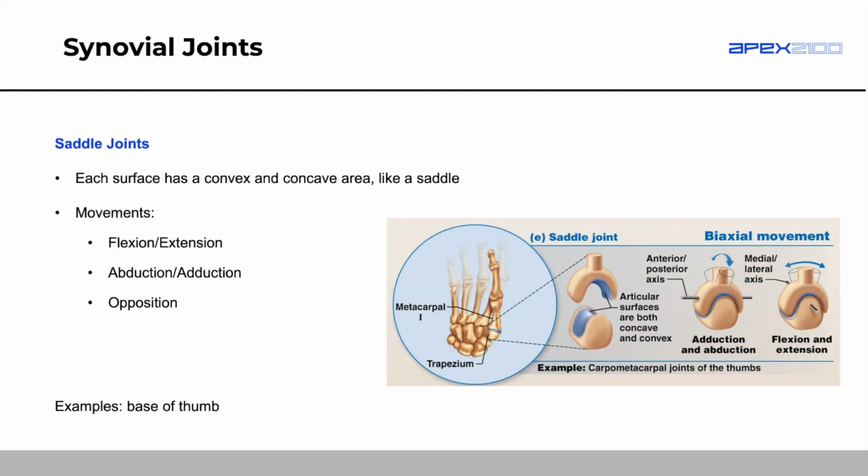Okay, we've got saddle joints as well, which have a convex and a concave area. They look exactly like a saddle. And the example I want you guys to know is the base of the thumb. So where the thumb meets your wrist, we have a saddle joint there. And that allows for flexion, extension, abduction, adduction, and opposition. So opposition is how humans became one of the superior races, because we can oppose our thumbs and use that to build tools and so on. So the base of the thumb is really the only example I want you to know for the saddle joint. And we're going to talk about what these movement terms look like and mean in class.